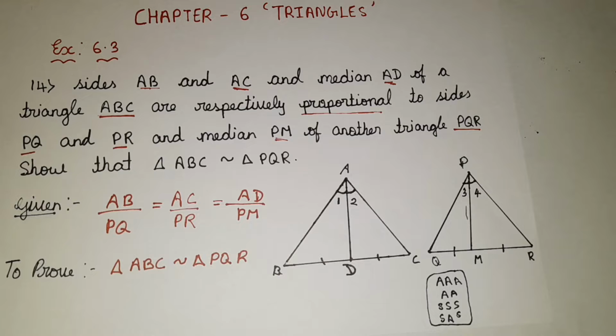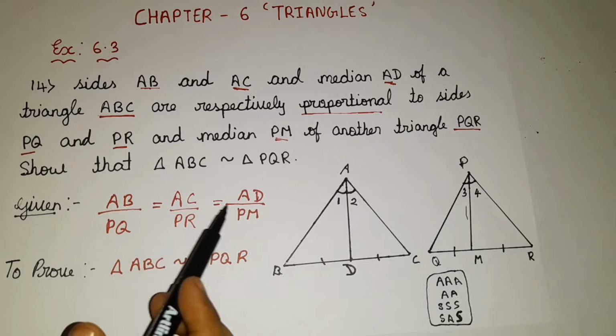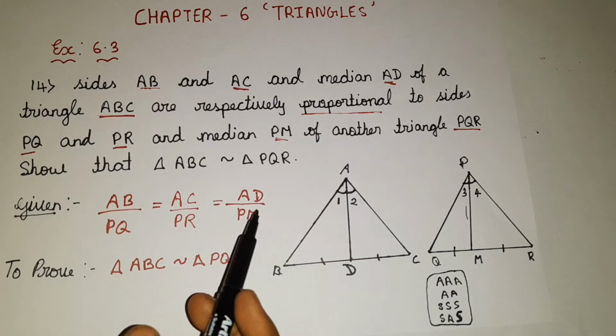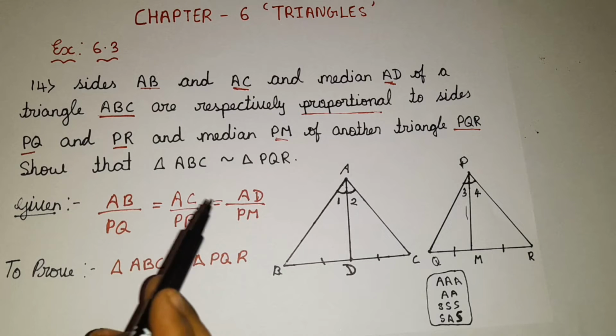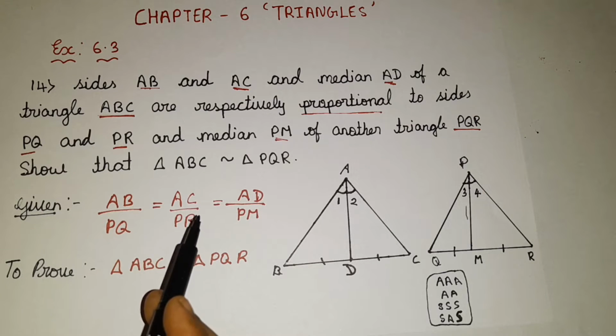Okay, so these are the 4 types of criterions. According to the question, they just mentioned the information about sides. These are the sides, am I right? So we don't have a single piece of information about angle, am I right?